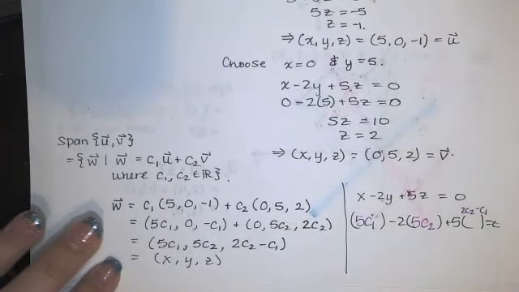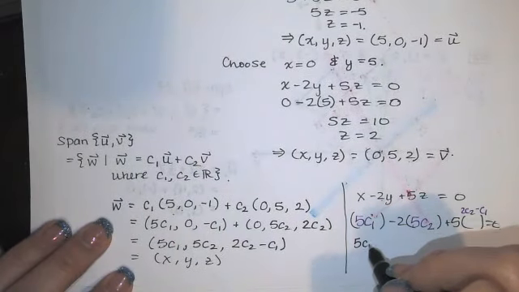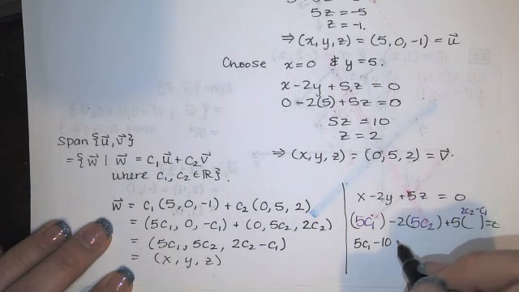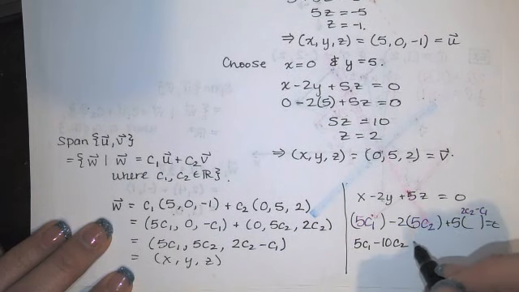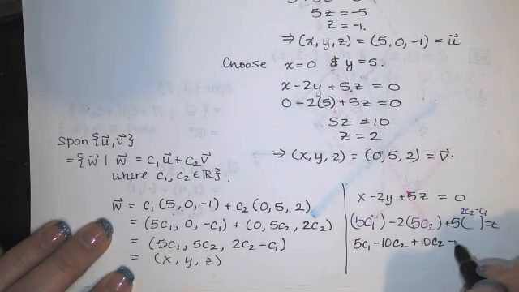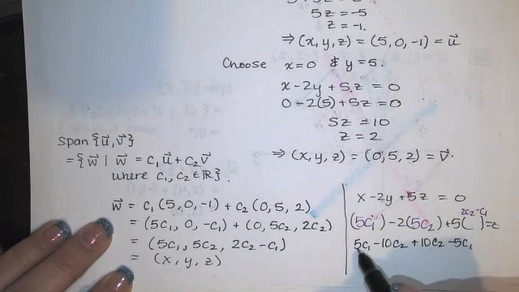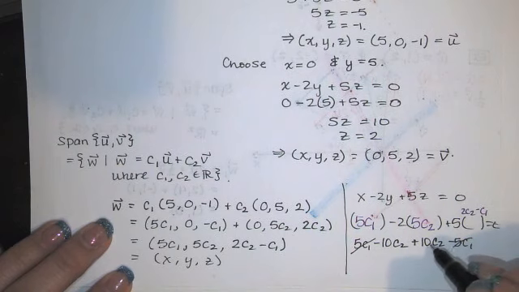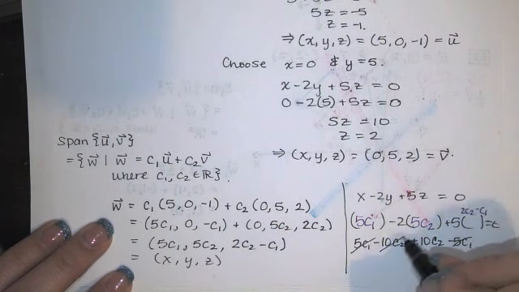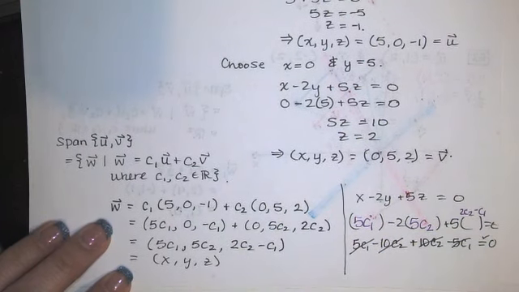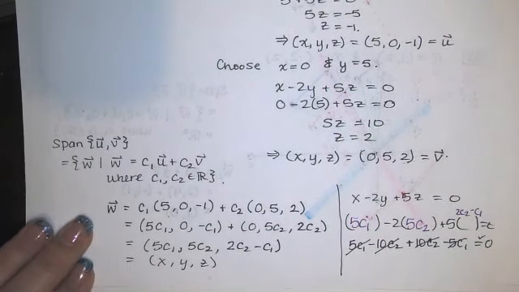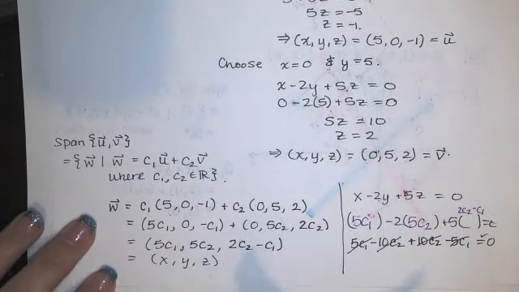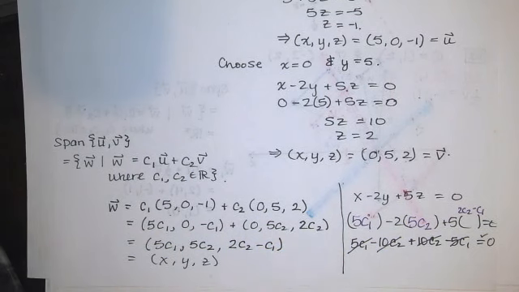I didn't really give myself enough space there. But if we do the arithmetic now, distribute the 5, you get 5c1 minus 5c1 is 0, and then negative 10c2 plus 10c2 is equal to 0. So you actually do get the 0 that you're supposed to get on the right-hand side. Okay, so that's how we do that.